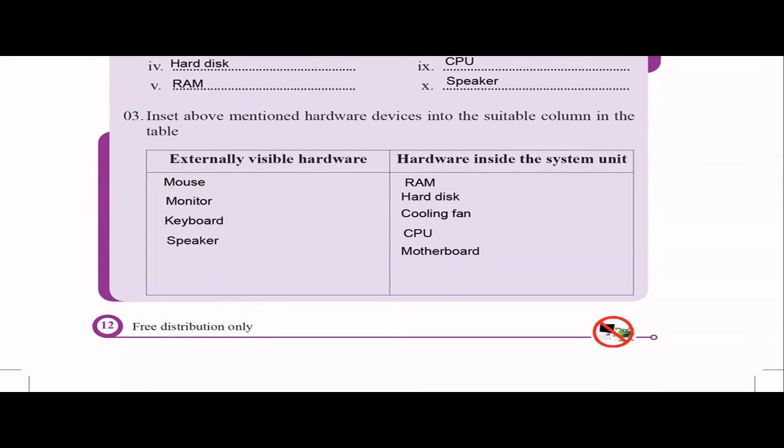And then they're asking you to separate or categorize those above mentioned hardware devices into externally visible and externally not visible. That means it's inside the system unit, right? So based on my examples, only mouse, monitor, keyboards, and speakers belong to the first category where you can externally see the hardware. So RAM, hard disk, cooling fan, CPU, motherboard, all these things actually belong to the hardware which is inside the system unit. Okay.